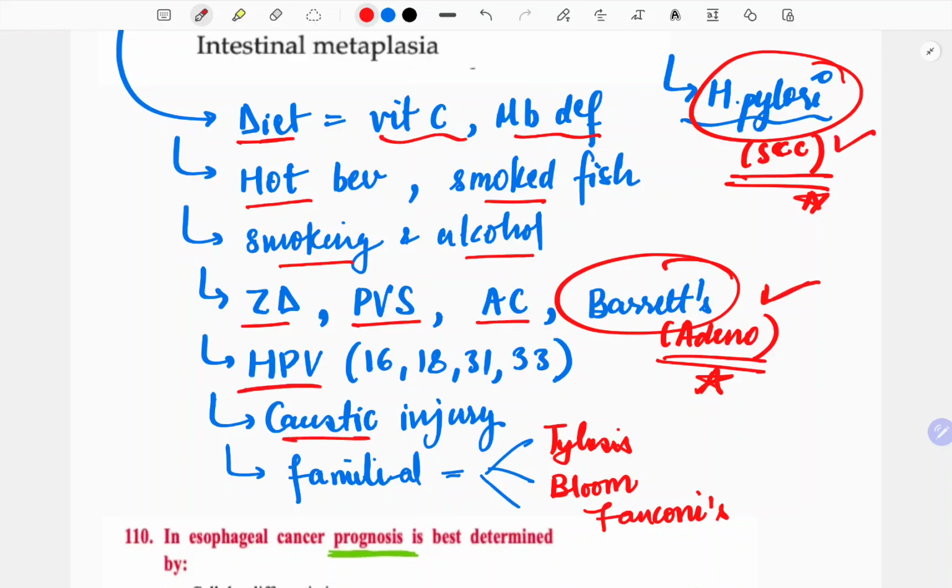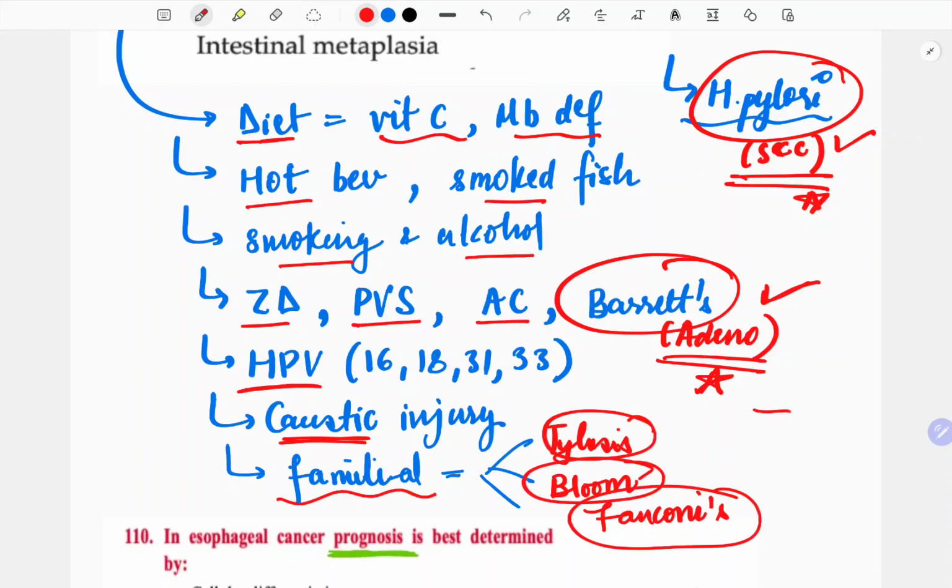Then HPV, caustic injuries, specifically alkaline injuries, and familial syndromes like tylosis, Bloom's and Fanconi's. Now these questions have been asked in the NEET in the FMG paper.